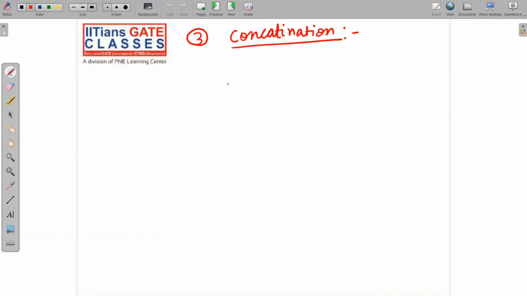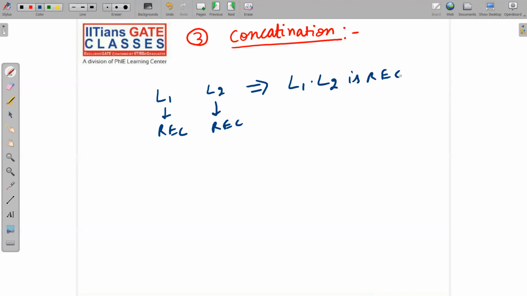Next is concatenation operation. Similar idea. Both these languages will be closed under concatenation operation. So I will say that if L1 is REC and L2 is REC, then L1 dot L2 is REC. This is our claim. Similarly for RE also.